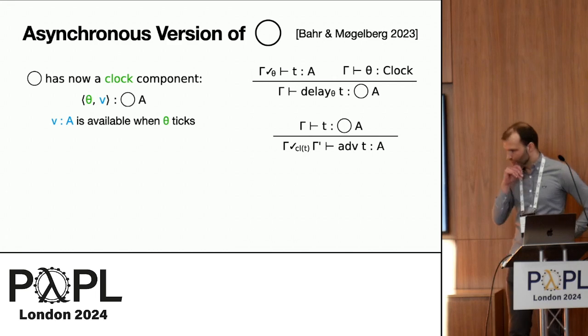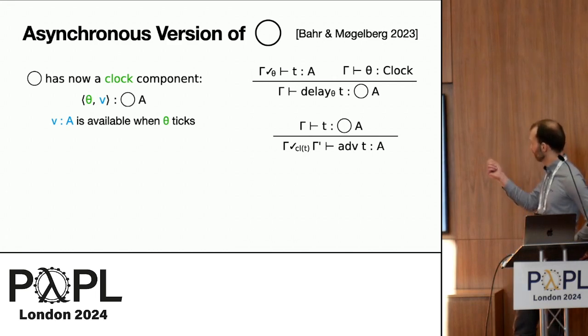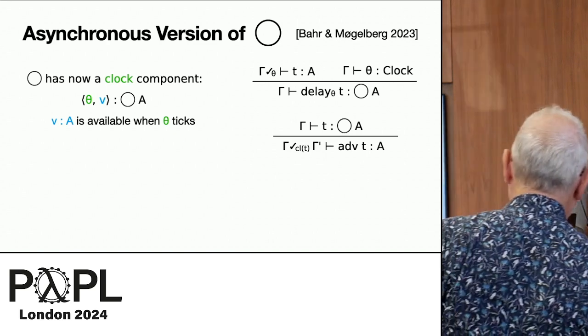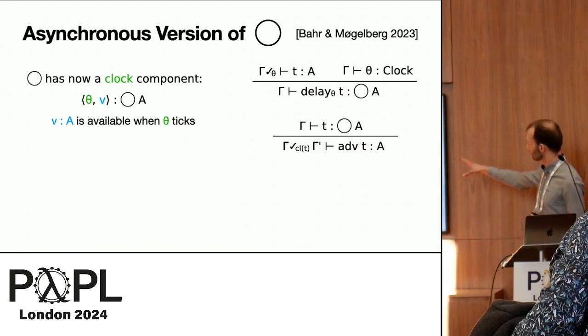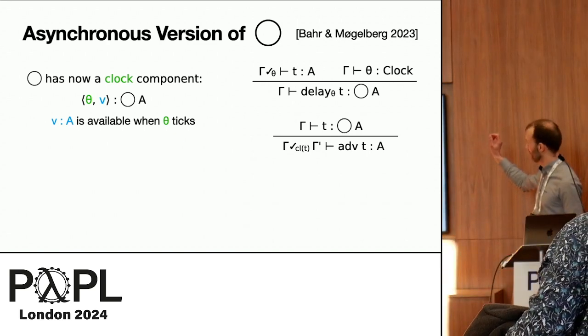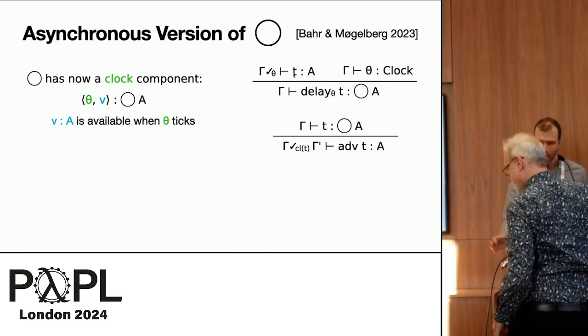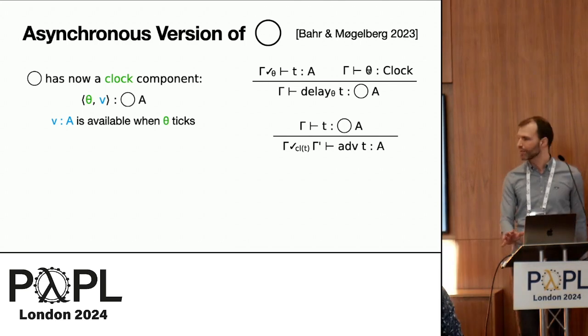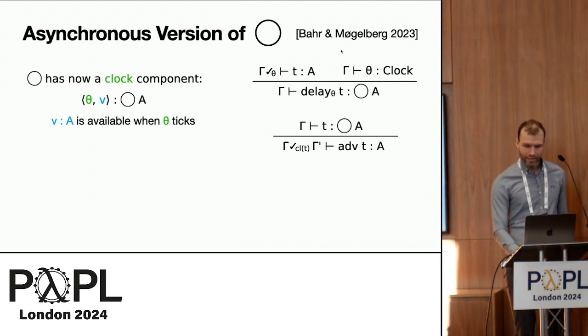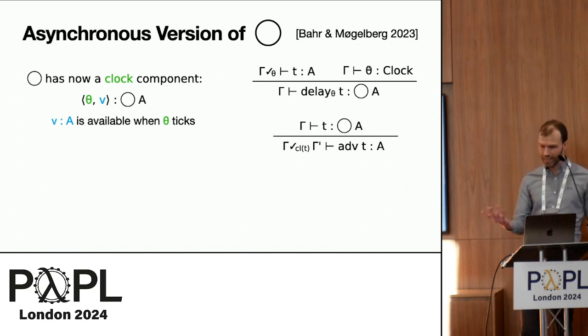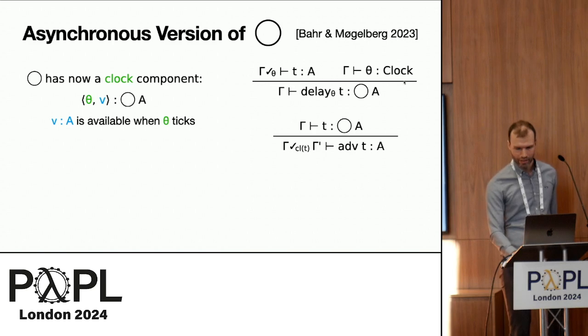And so now we have to have some introduction and elimination form to interact with this later modality. We have delay, which allows us to move a computation t of type A into the future according to some clock theta. It says, please evaluate t as soon as this clock theta ticks. And then conversely, we can observe a delayed computation using advance.